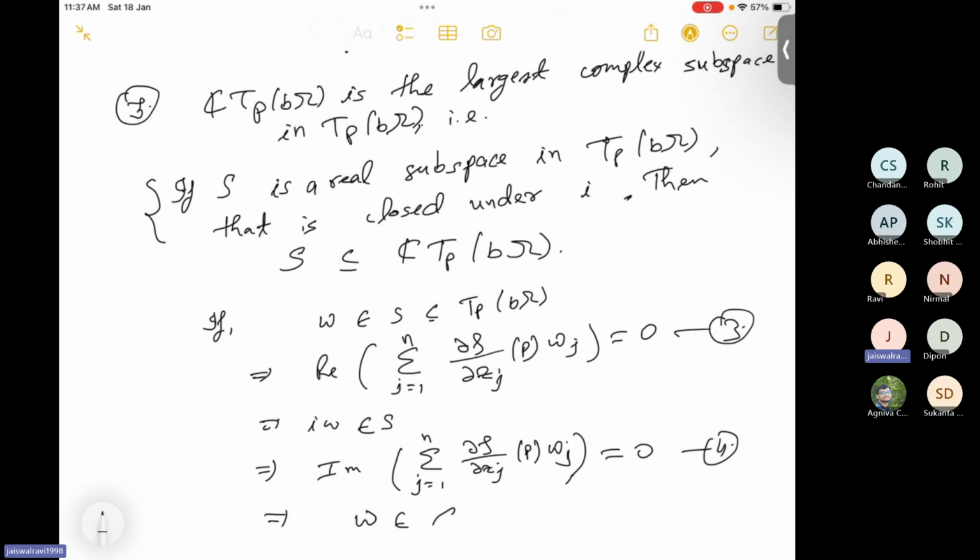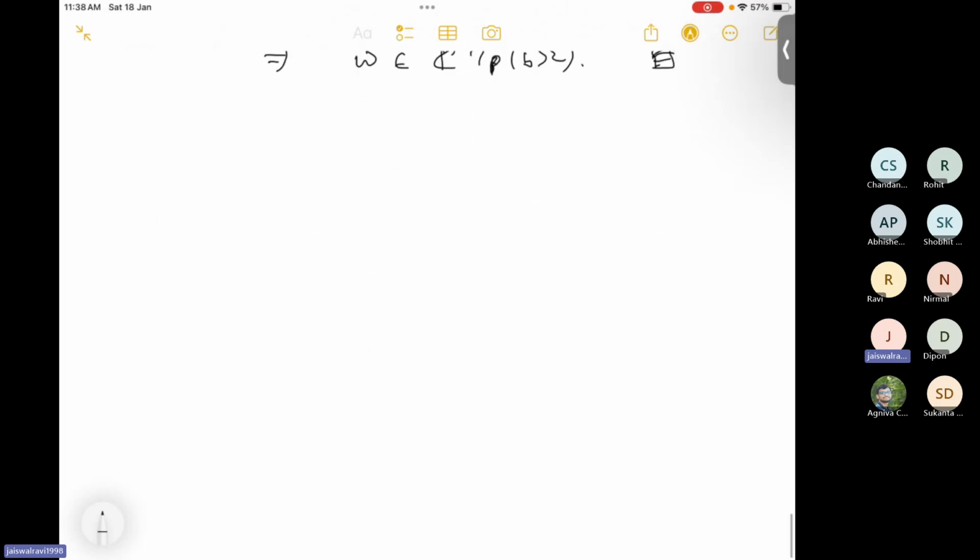So from here, we'll get that this complex tangent space is the largest complex subspace which is contained in the real tangent space. Okay, so these are the three remarks on the complex tangent space. I hope the picture of this complex tangent space, or the motivation, is clear by this remark.